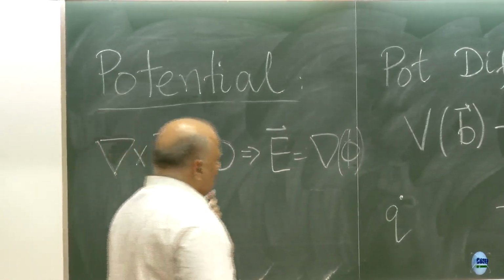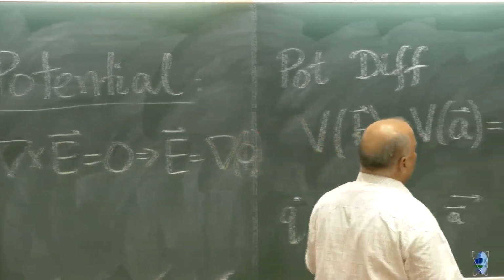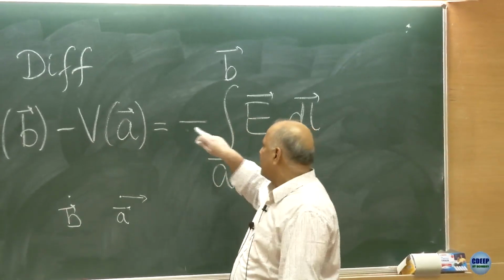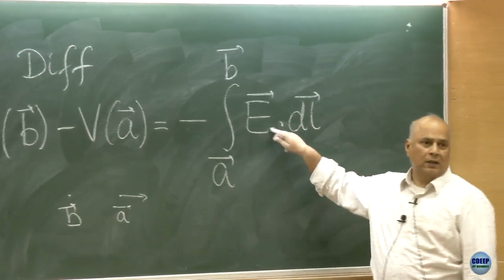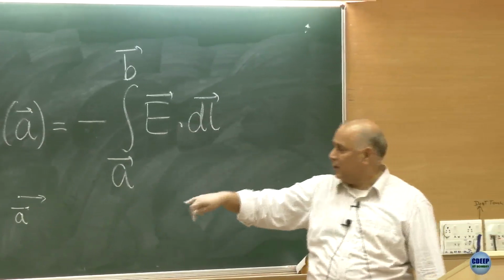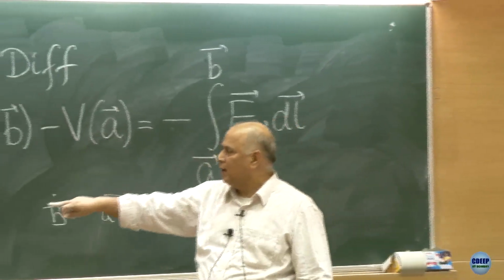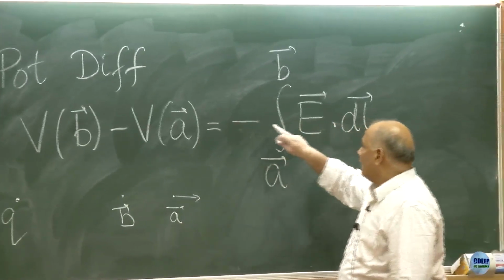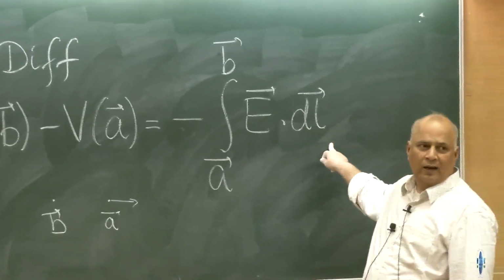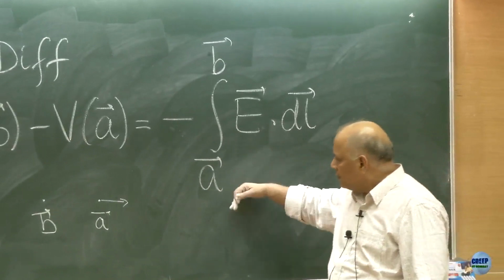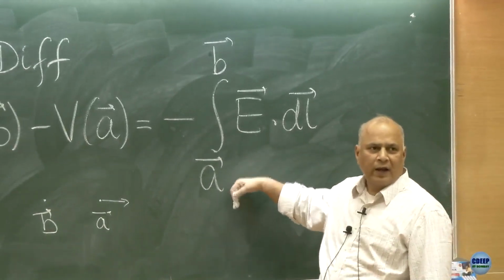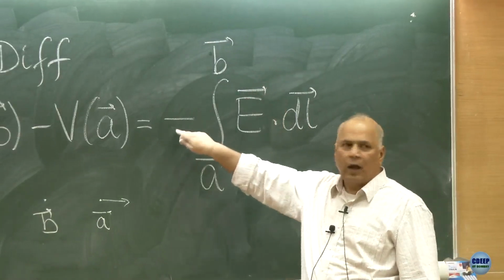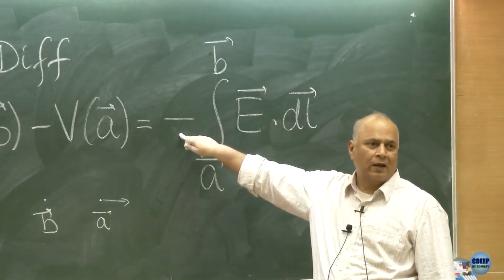So the work is being done by the external force that I am applying, and that external force is minus E. It's equal and opposite to the electric field of this charge Q. Therefore, the work done is minus E dot dl, and that is from point A to point B. So that is why I have this minus sign in the definition.